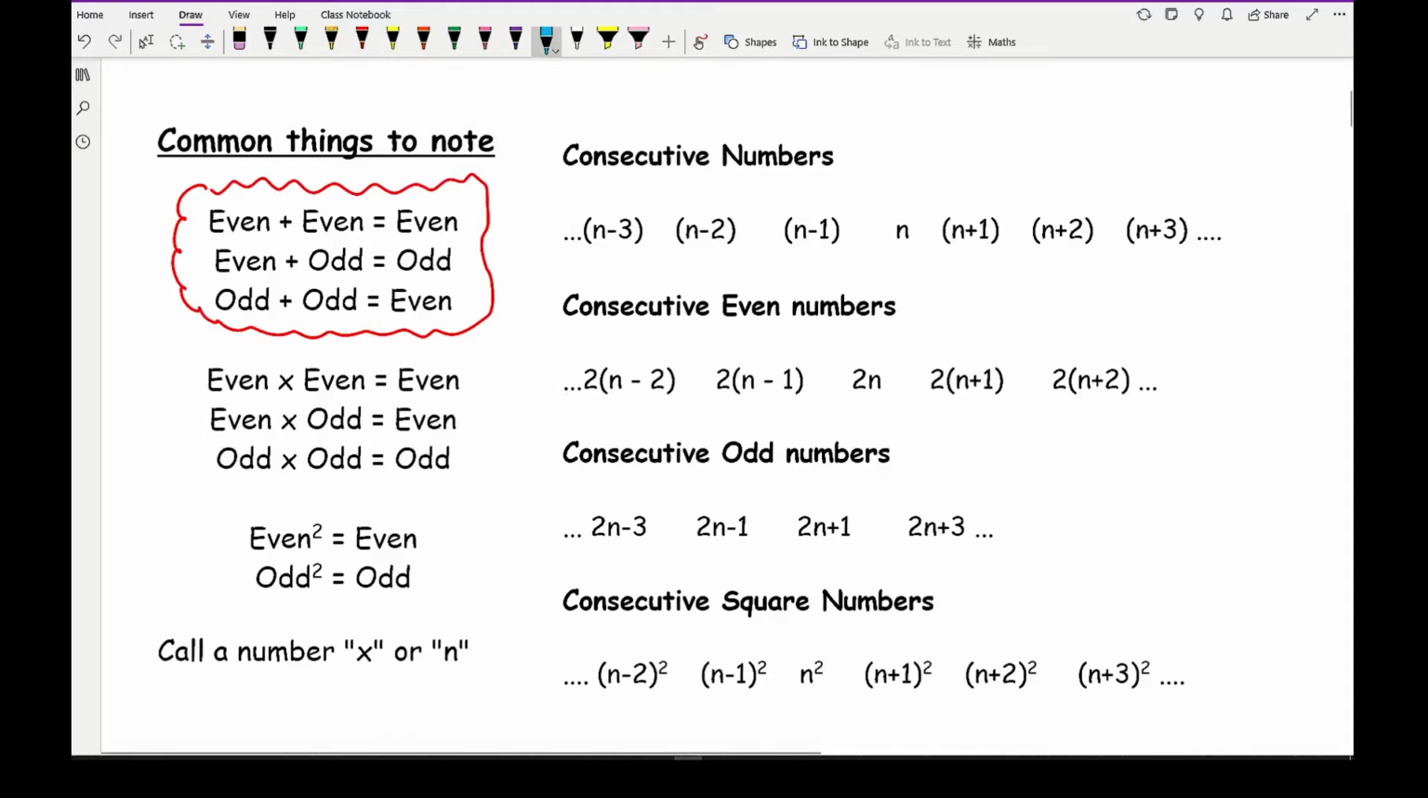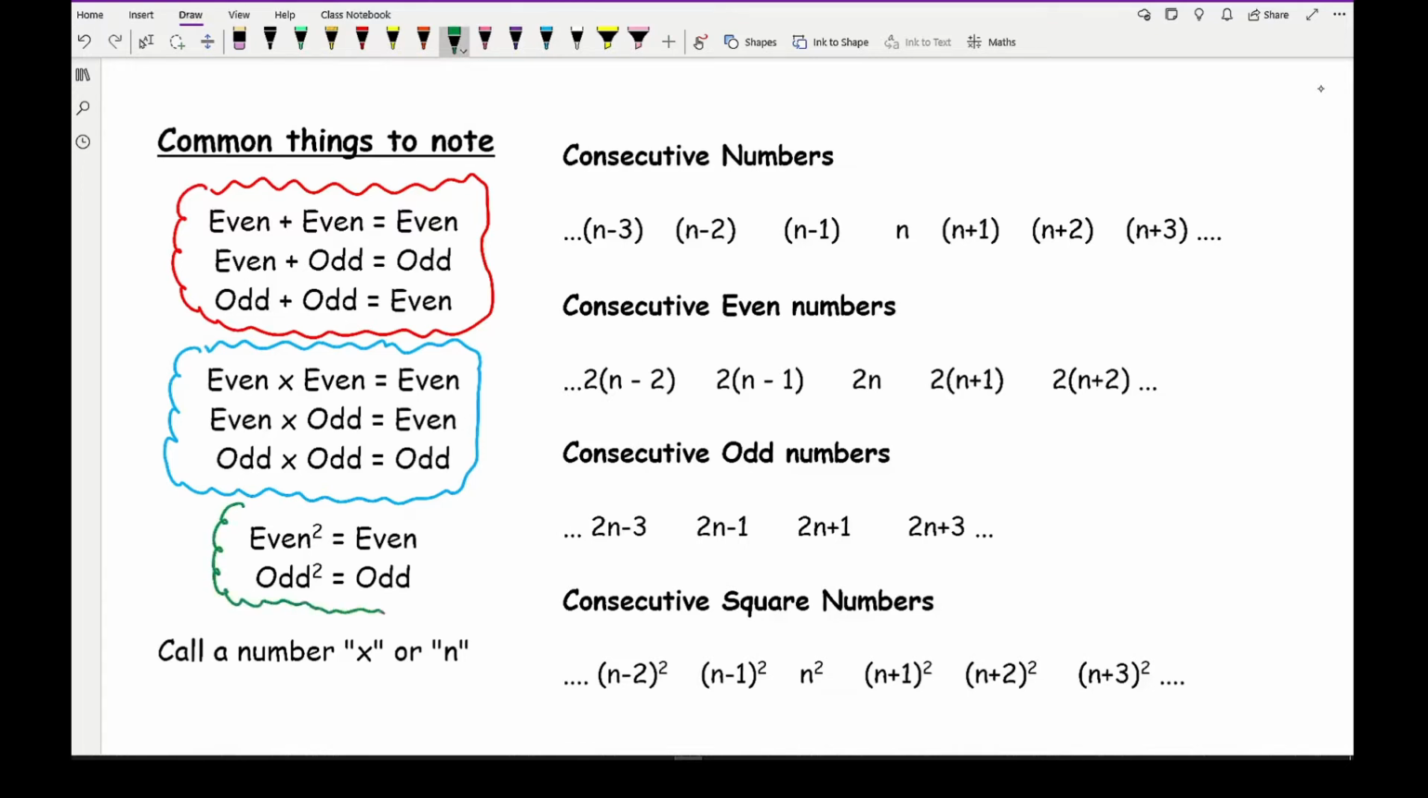Now another part of that is looking at the products of an even number and an odd number. An even number multiplied by an even number will give you an even answer. An even number multiplied by an odd number will give you an even answer. And an odd number times an odd number will give you an odd answer. Using the first line and the third line of this little blue bubble that I've created, an even number squared will give you an even answer, and an odd number squared would always give you an odd answer.